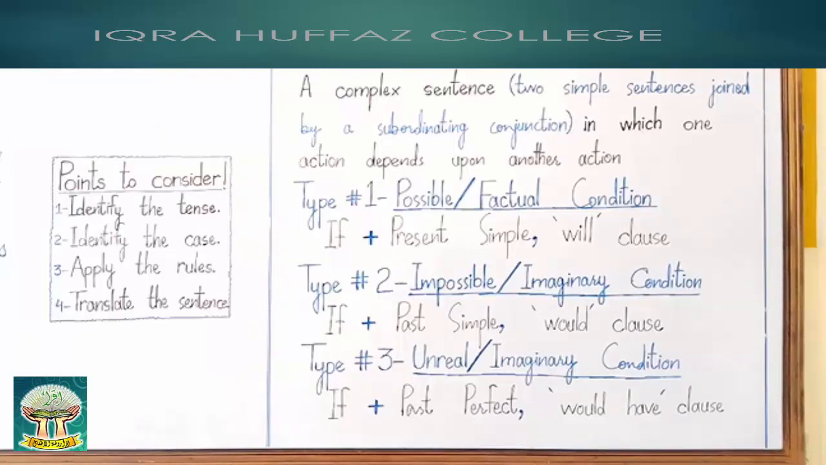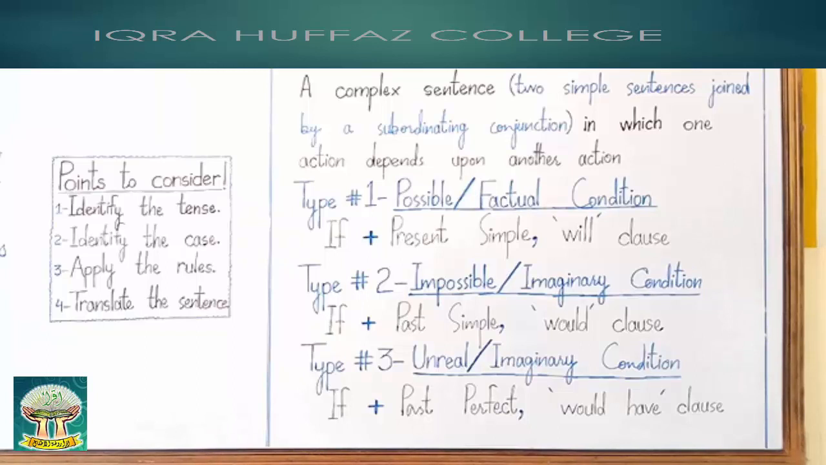So for type 1, I told you this is a possible or factual condition. Any condition given in a conditional sentence, if that is possible to happen or if it is a fact, a truth, then you will use type 1, and the formula is before you: if plus present simple and then will clause. For type 2, if there is an impossible or imaginary condition given in the conditional sentence, this is called type 2, and the formula is if plus past simple, comma, would clause. It means would plus first form, and that's it.